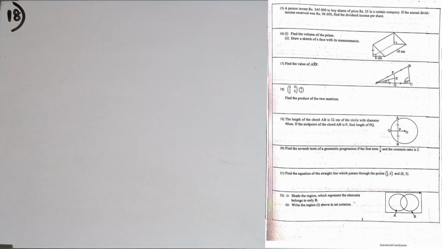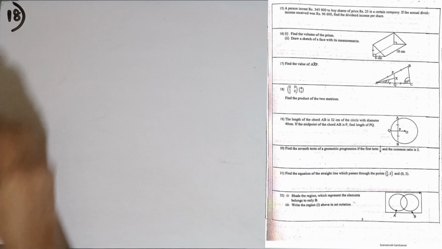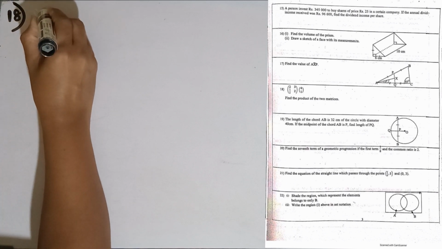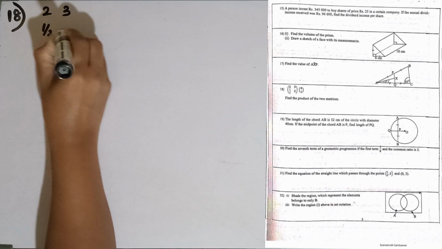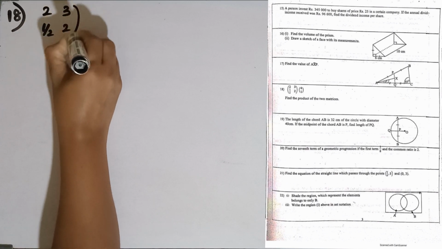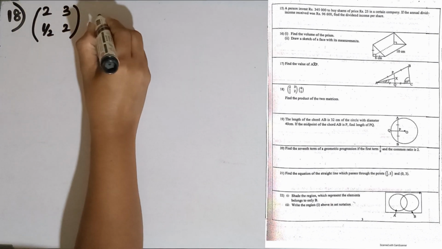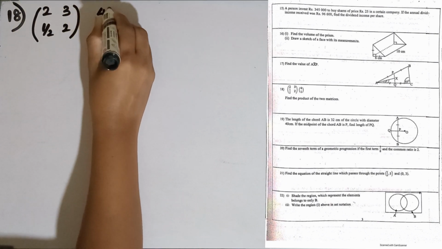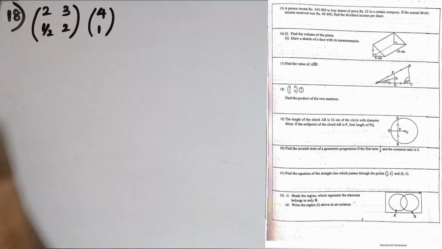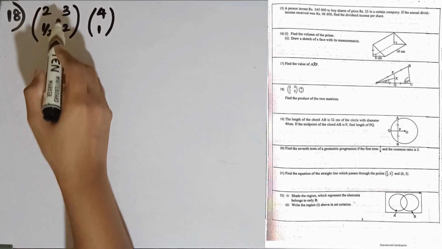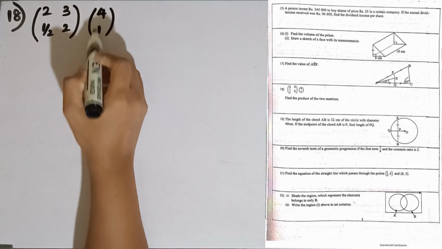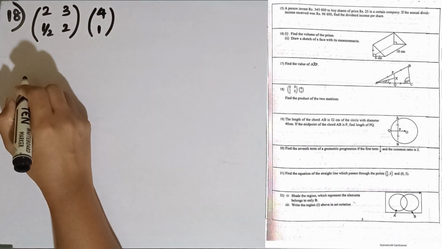Question number 18. We are given two matrices. Find the product of the two matrices. These are the matrices given. 2, 3, then half, again 2. This one with 4, 1, a column matrix. Then we have to multiply this row with this column.